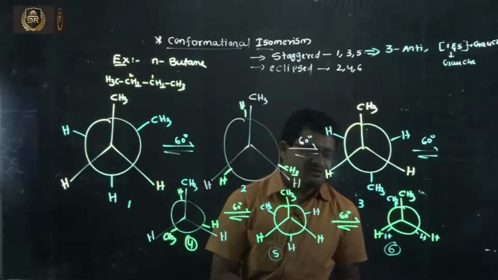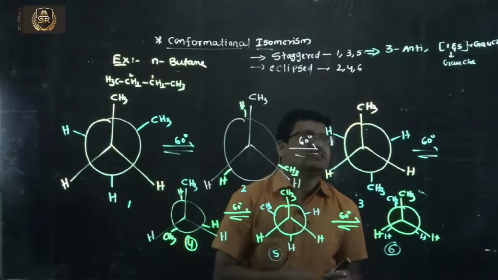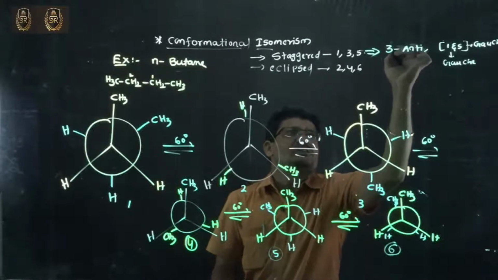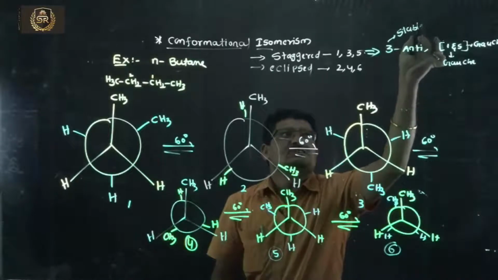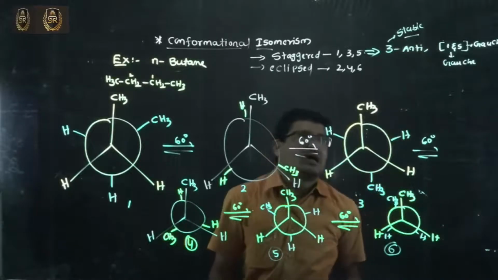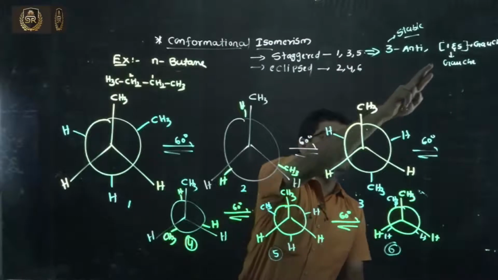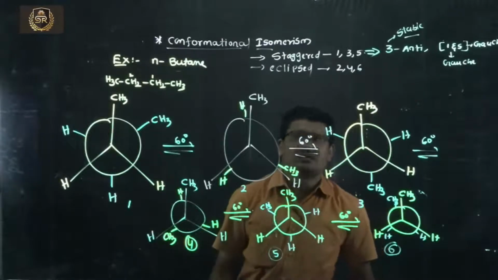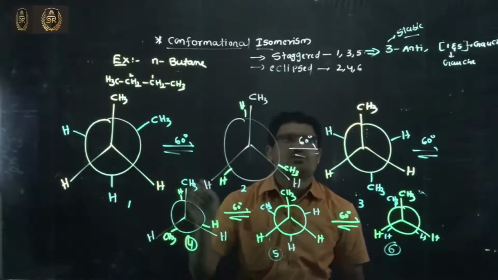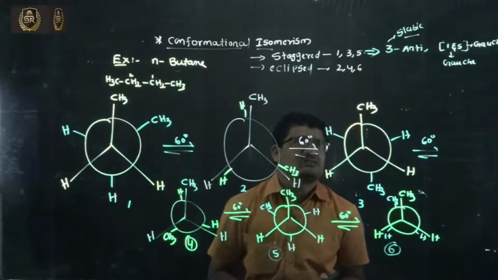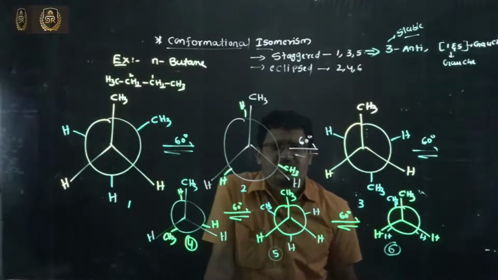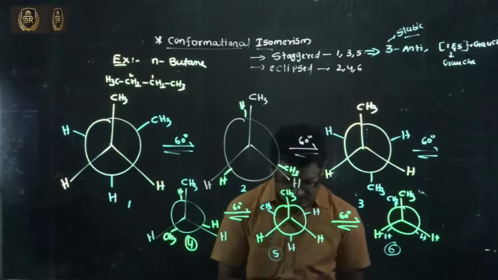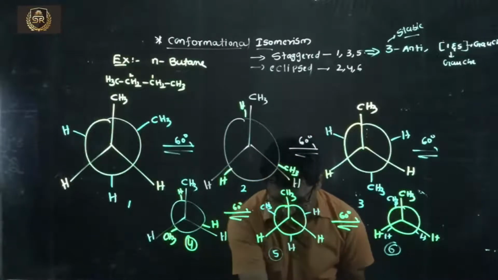So what is the meaning of this gauche? Here, the anti conformation is stable. The anti conformation is more stable than the gauche conformation.